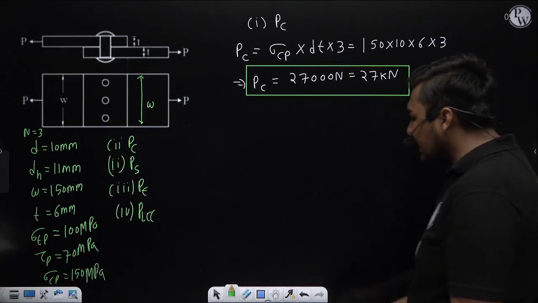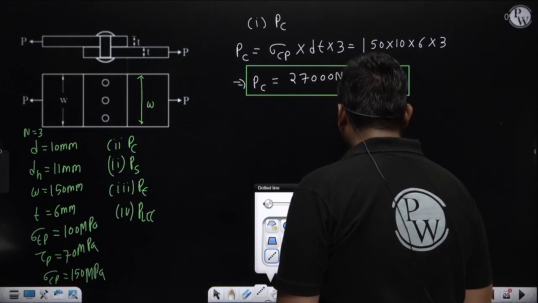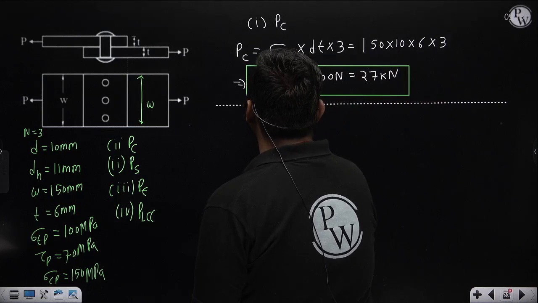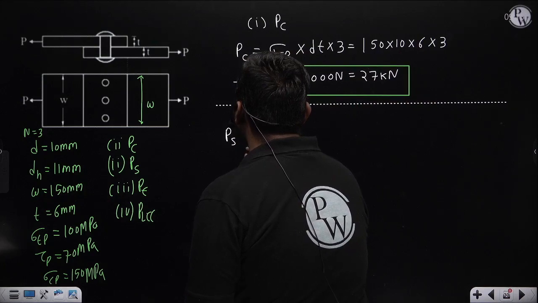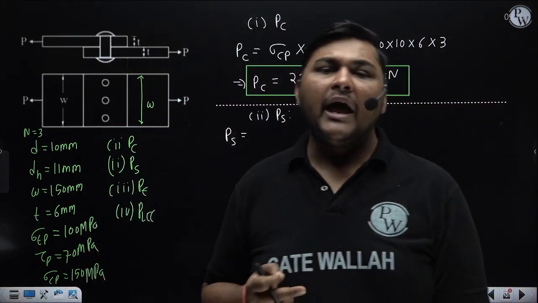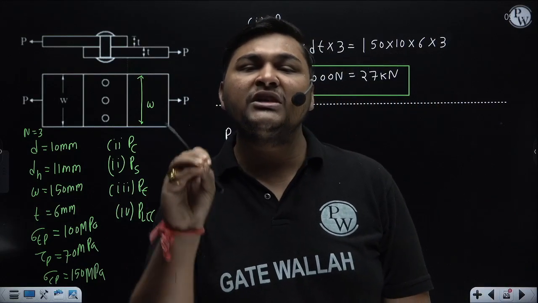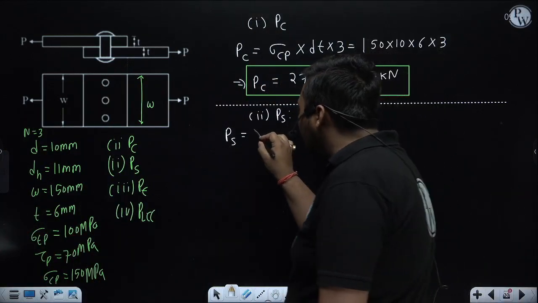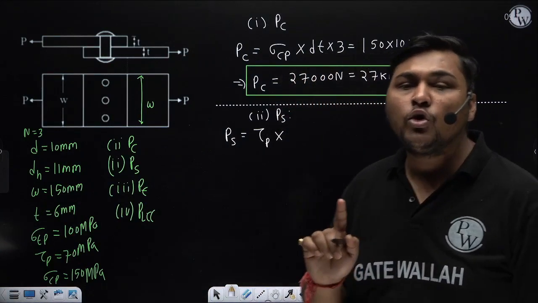Now we will calculate the shear load carrying capacity, or shearing load carrying capacity. Second, we are calculating shearing load carrying capacity, PS. I am denoting shearing load carrying capacity with the letter PS. Shearing load carrying capacity means load carrying capacity to avoid shearing failure. Whenever we are calculating load carrying capacity to avoid shearing failure, we will equate tau with tau P, the permissible shear stress, because we are calculating load carrying capacity. It is permissible shear stress into total shear area.